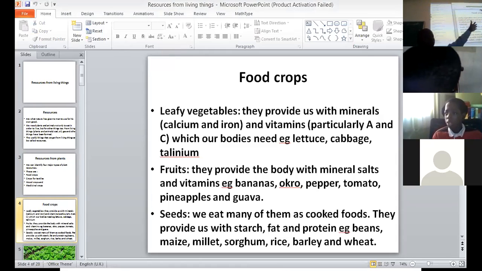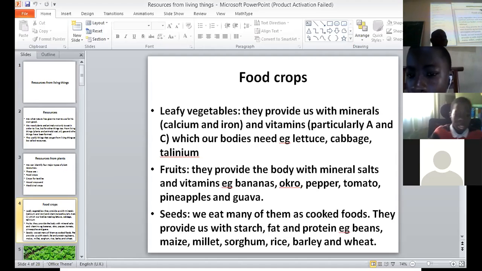Here we have leafy vegetable. The vegetable that it is their leaf that you consume. Okra, you eat the leaf of okra. Somebody just said ewedu. Yeah, ewedu. But what is the English name of ewedu? Vegetable. The vegetable that you eat that leaf, e.g., lettuce, cabbage, water leaf. You know water leaf. It grows everywhere around, especially during the rainy season.